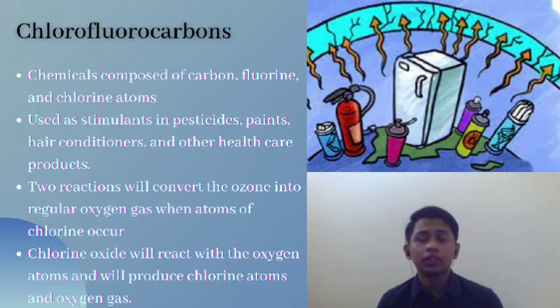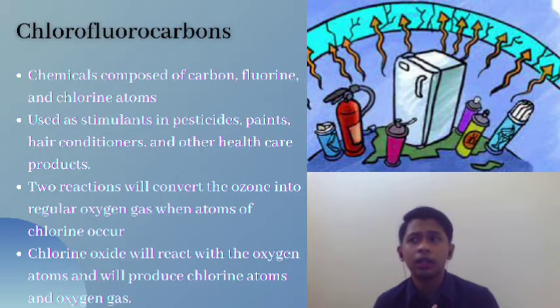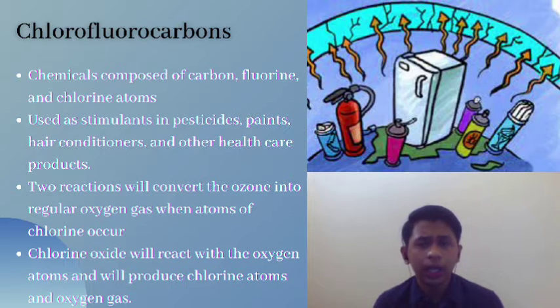Next I will present about the sources of ozone pollution. Alright, the first one is chlorofluorocarbon. Chlorofluorocarbons are chemicals composed of carbon, fluorine and chlorine atoms. These atoms belong to the hydrocarbon group, which is a group of toxic and flammable gases. They originated for the first time in 1928 as an alternative to the various chemicals used in refrigerators. They were then used as a stimulant in pesticides, paint, hair conditioner and other hair care products.